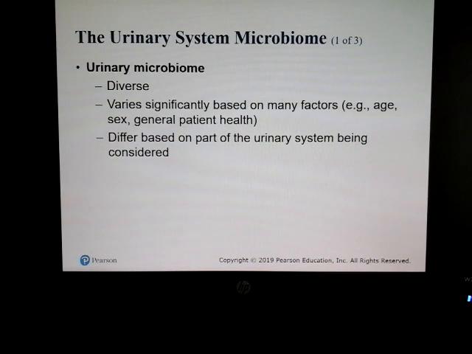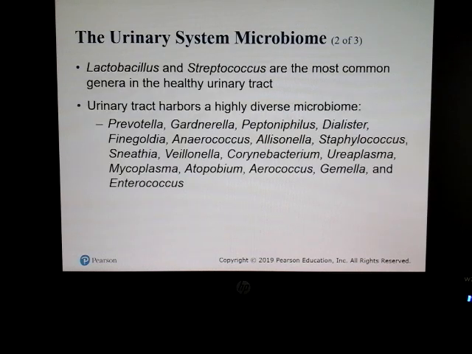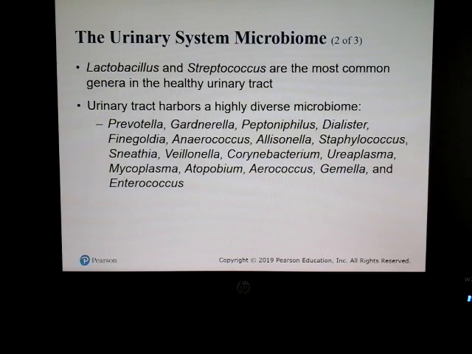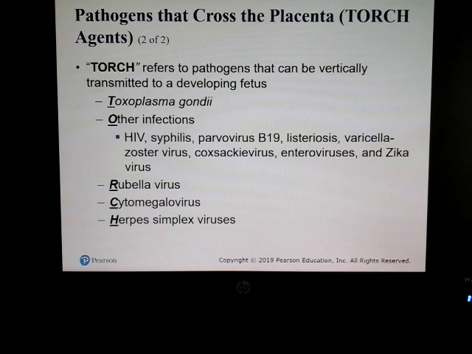So our urinary microbiome is diverse. It can change depending on age, sex, your general health. Some of the most common types of microbes are lactobacillus and streptococcus, but there's also a whole variety of other microbes that can be associated with our urinary tract.